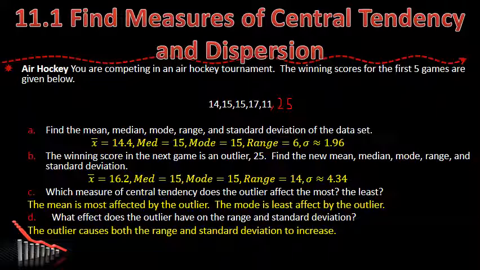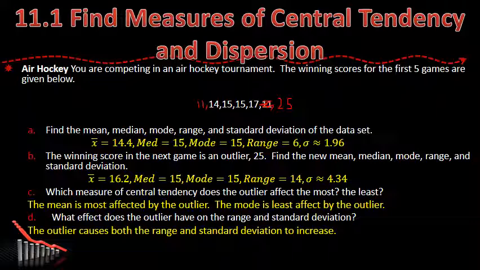The median would be the one in the middle, so if I put the 11 at the end where it should be, you can see the 15s are in the middle, so the median's 15. The mode is also 15 because that's still most common. The range would now be 25 minus 11, or 14. And if you put it in your calculator, you'll get a new standard deviation. Notice some of these numbers are different.